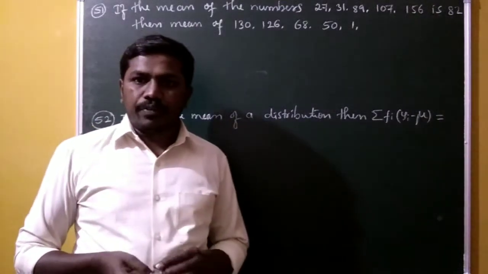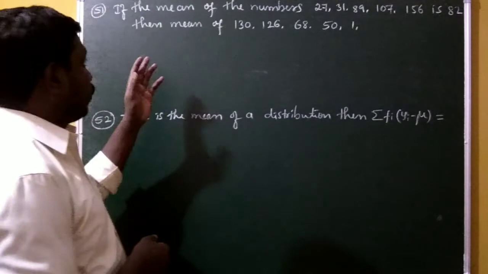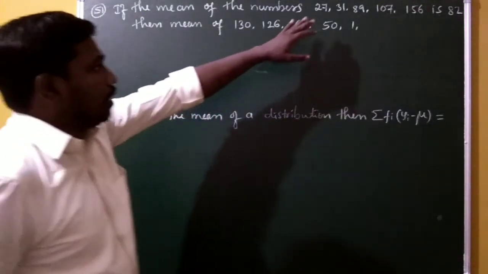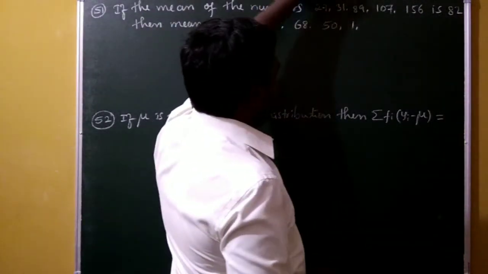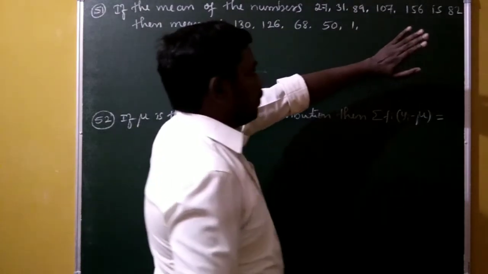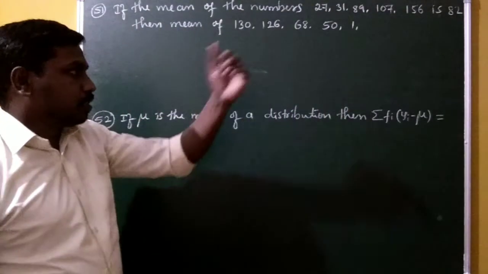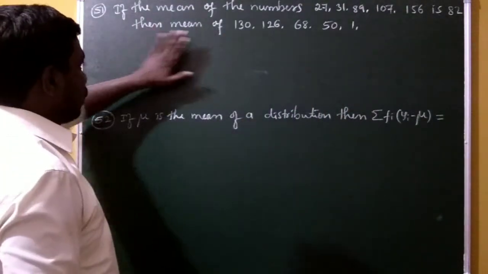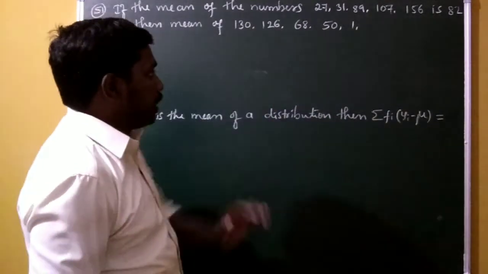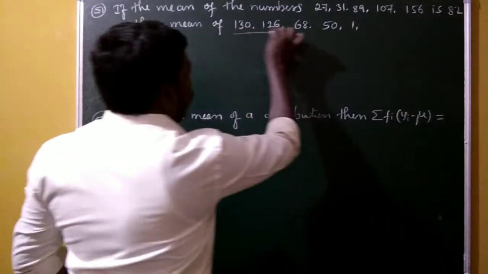Question number 51, observe. If the mean of the numbers 27, 31, 89, 107, 156 is 82, so that is not the case. And then the mean of 5 numbers.